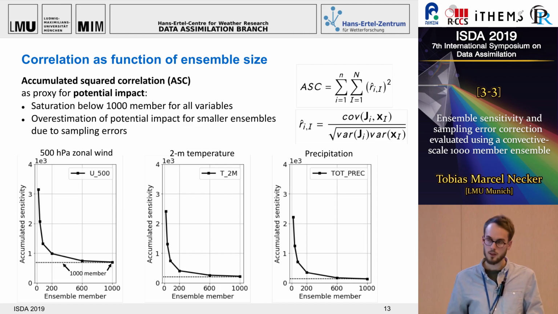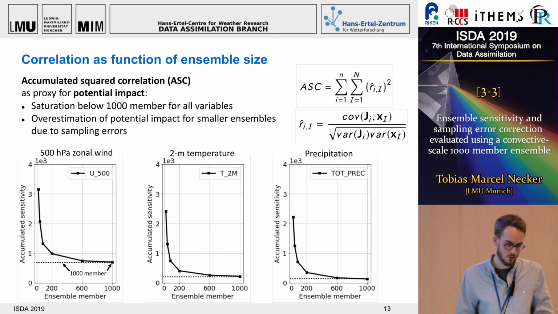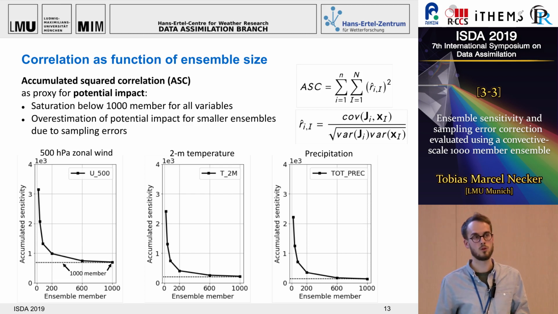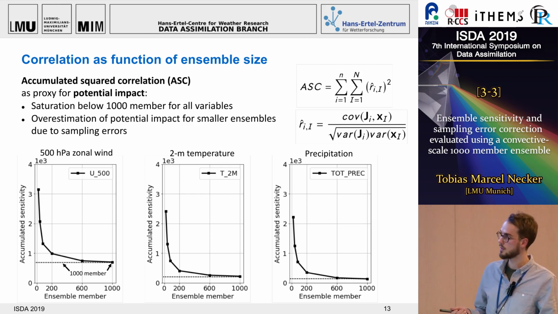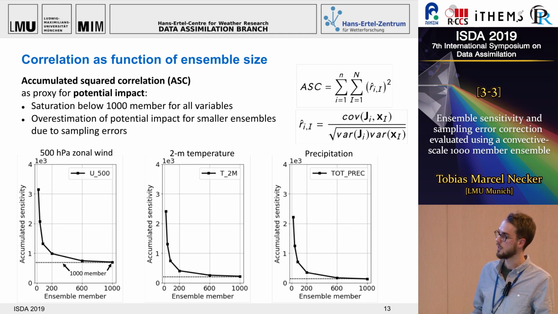And then you can see plotted here the accumulated square correlation as a function of ensemble size. Initially, you can again see the overestimation of the absolute correlation due to spurious correlation. So if you increase the ensemble size, we see a saturation, which is really nice. So that means that our 1,000-member ensemble is large enough to estimate the potential impact. And this is the case for all variables that we checked and that we looked at.